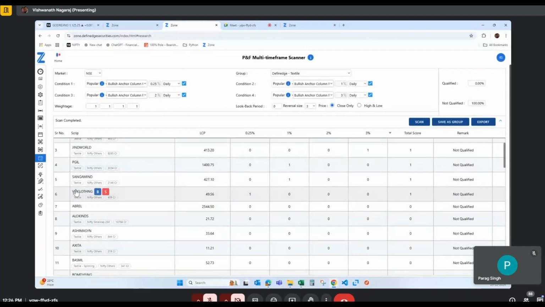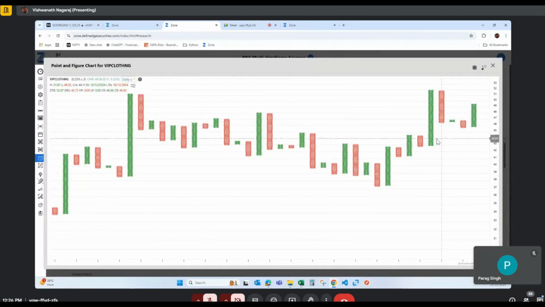This is VIP Clothing again, 0.25%. This is a nice anchor column falling. Everything that you are seeing takes me back to what Raju on his Market Calagre used to always say, that you need an anchor column and you need a follow through, or a 45-degree trend line breakout, which gives you a very decent risk reward.